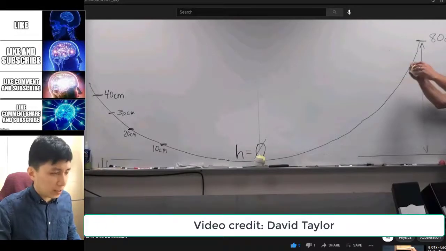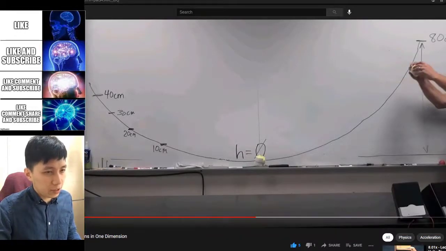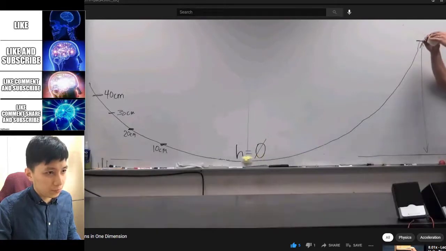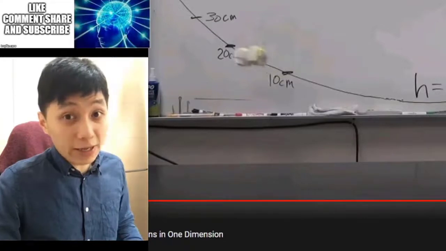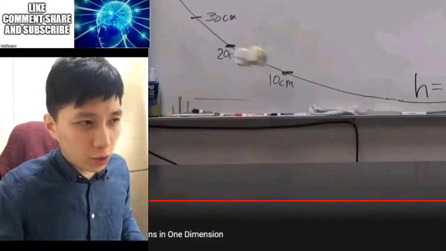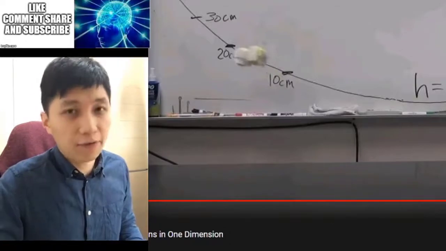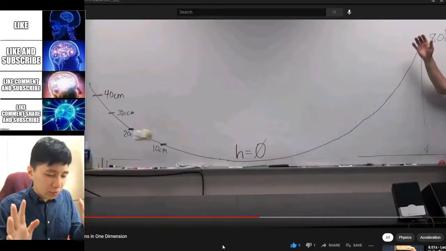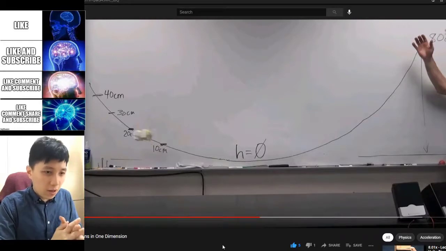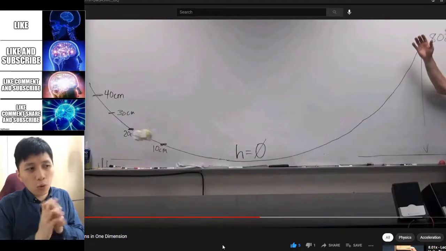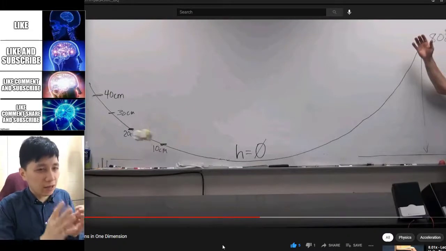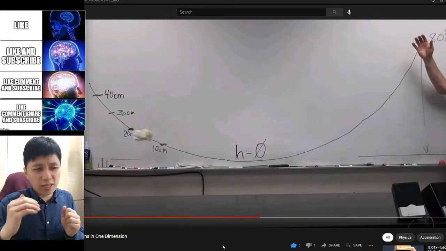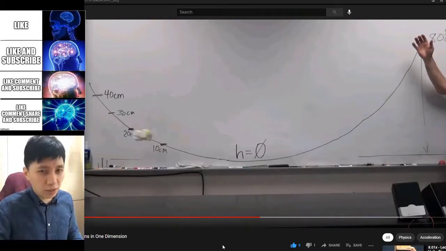Let's check the answers together. A moment of truth. In 3, 2, 1. Can you see that? It went up to only 20 cm. And you may say, oh my god, our physics doesn't work. We have violated the law of physics. Of course, it is not. Our physics still holds. Let me give you 10 seconds to think about why the ball cannot go up to 40 cm as we expected using the idea of conservation of energy. Why can it only go up to 20 cm? Think about it.